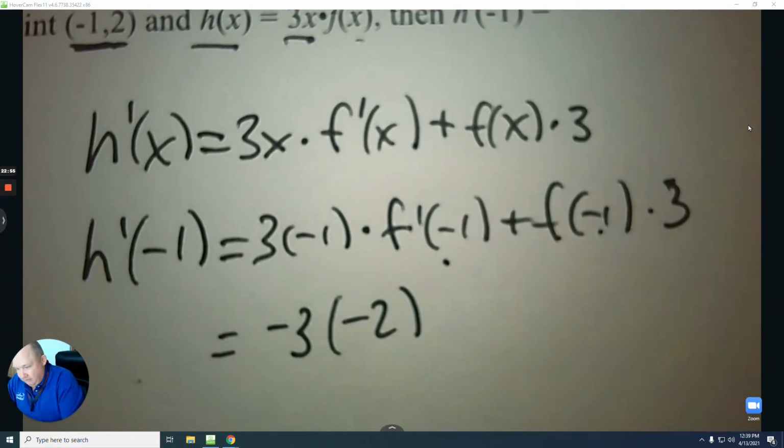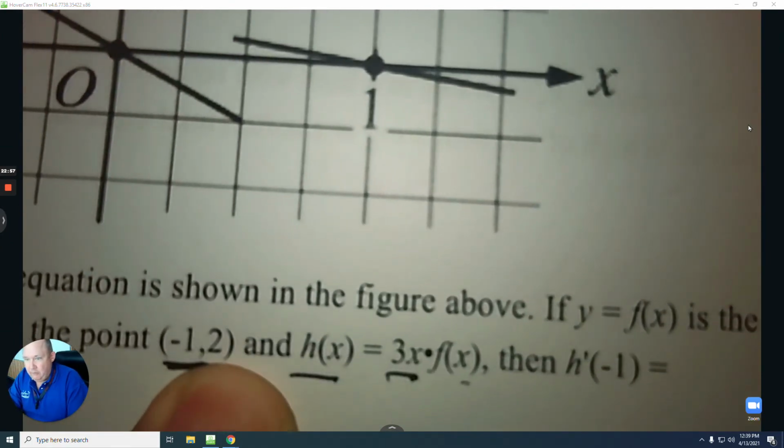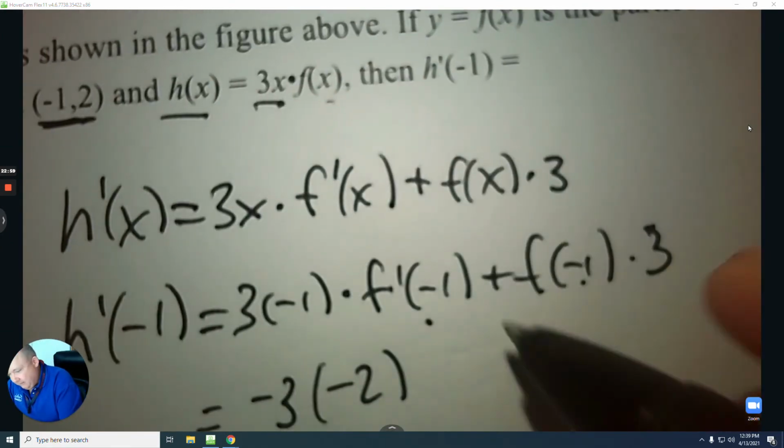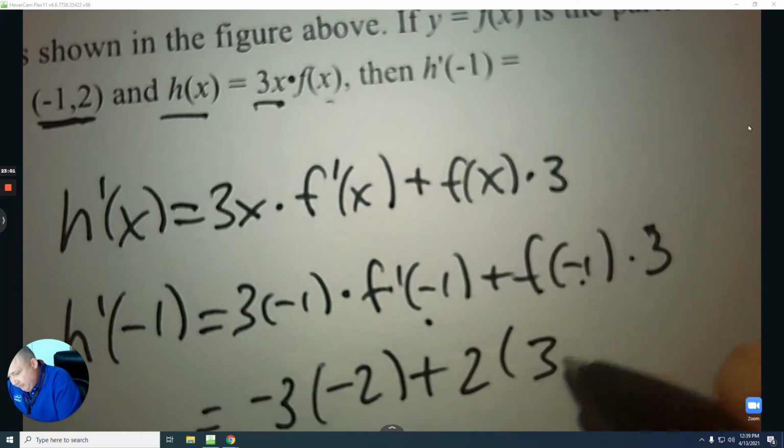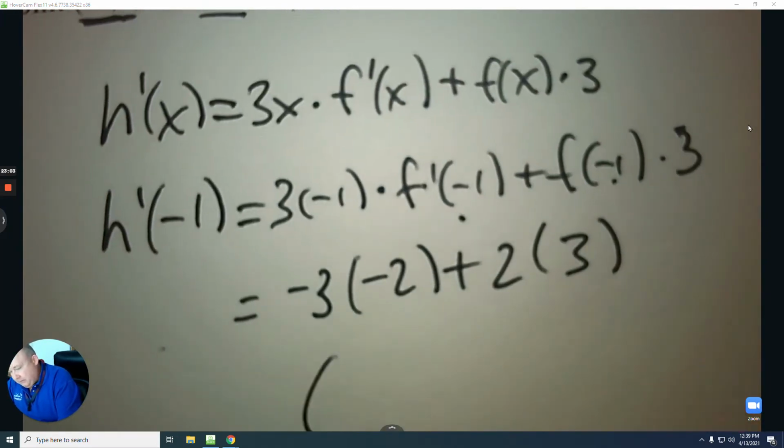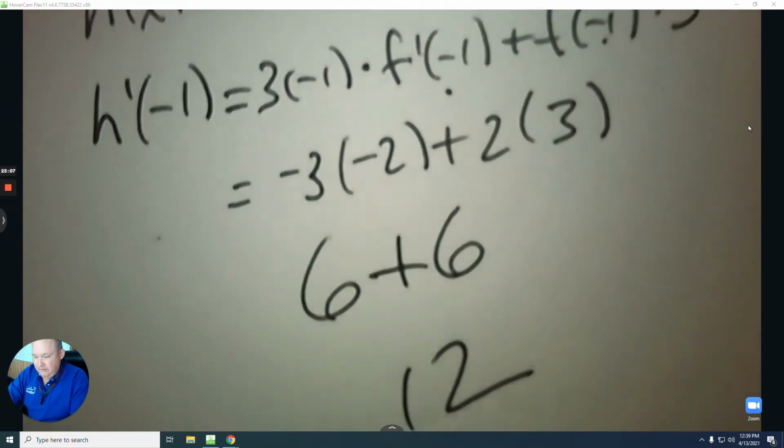F at negative 1, what's the value at negative 1? It's 2. So F at negative 1 is 2. And then negative 3 times 2. Anyways, now it should get easier. 6 plus 6, so the answer is 12.